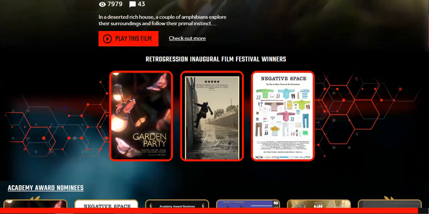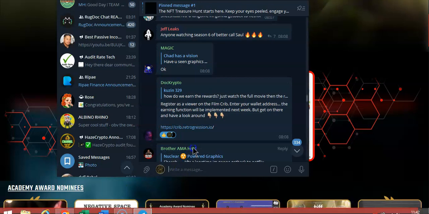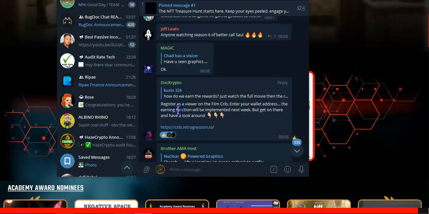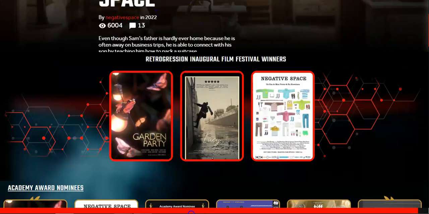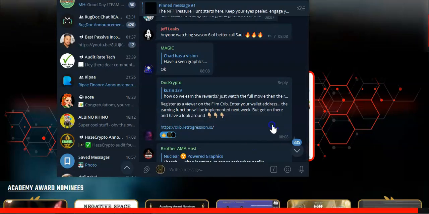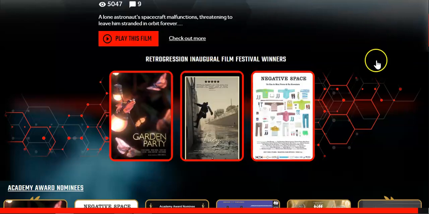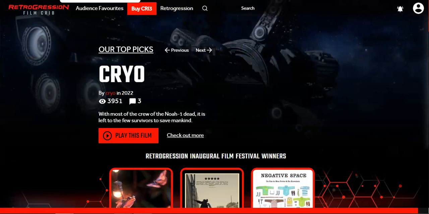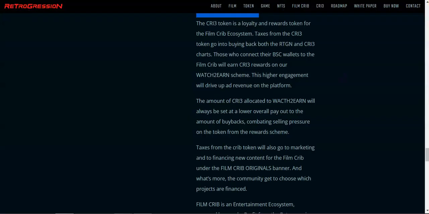The reward system hasn't started yet. It will start next week. I put the question in and they said, for now, just register on this platform right here, connect your MetaMask wallet there, and enjoy the ride. The reward system will be implemented next week, as you can see right there. I'm also going to show you how to register on this platform. It's very simple and straightforward.